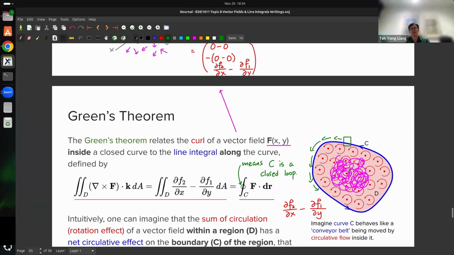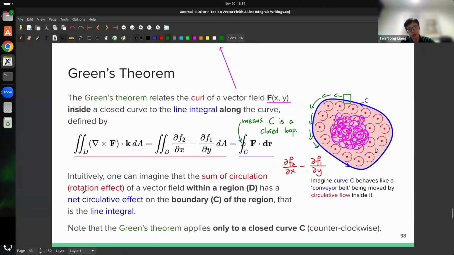You see that? Okay, so therefore, if you sum up all the circulation or the rotational effect given by the curl in some closed path or closed loop, you are going to have a net circulative effect on the boundary, which is the effect causing the biscuit to move off. And that represents the line integral. This is something that we can observe in our daily life.